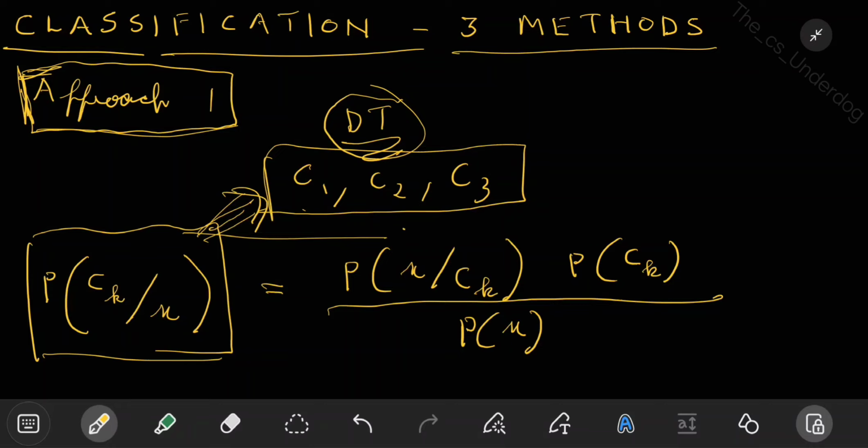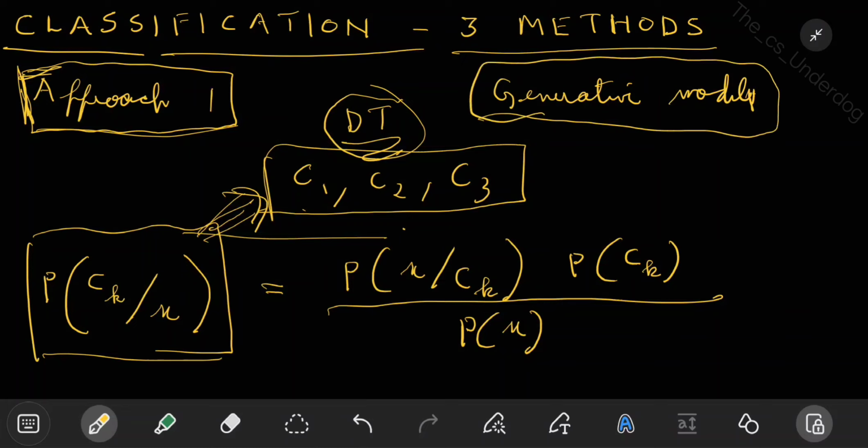And these sort of models which use this approach 1, that is, they first find out the class conditional densities, then they find out posterior, and from the posterior they find the final decision using decision theory. These sort of models are called generative models. Okay, generative models. Why are these called generative models? Just give a thought.